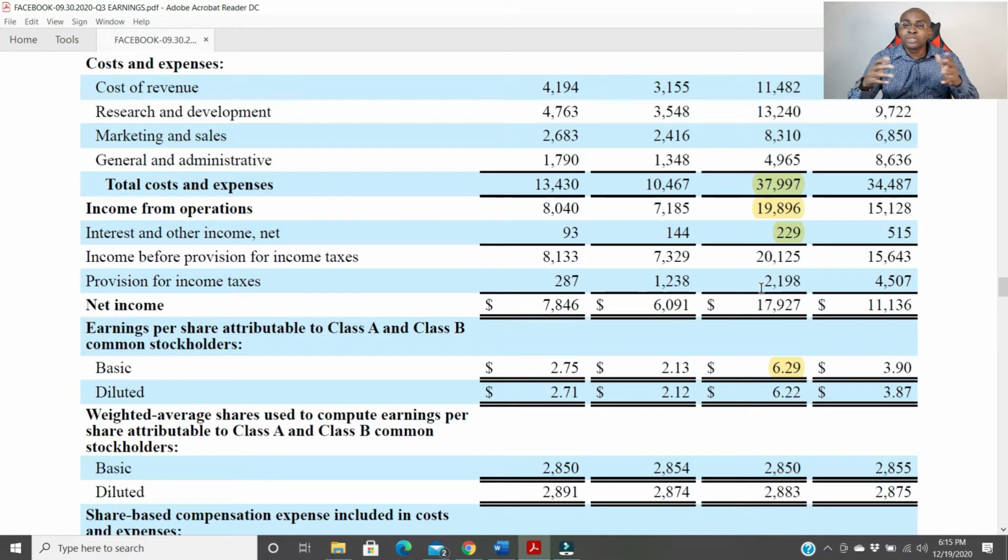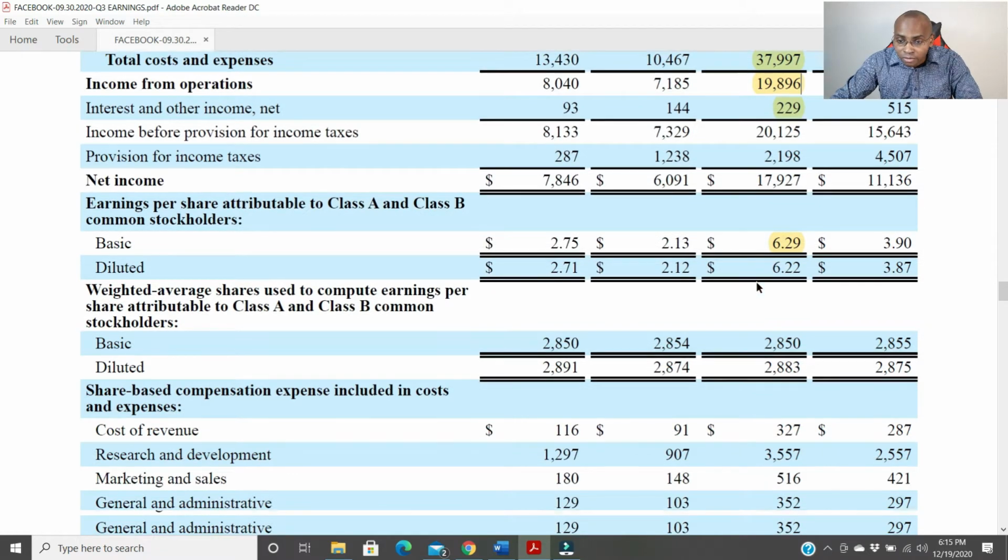So this is what I was also telling you guys in terms of your personal stuff, right? Whenever your income increases, do not rush to increase your expense. That is wrong. That is how you go into debt. So whenever your income increases, you want to increase your savings. And let me show you how Facebook does it.